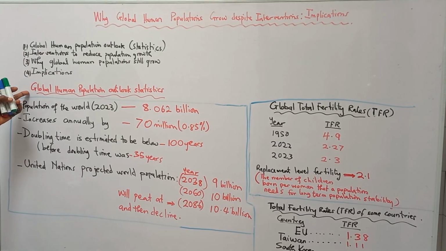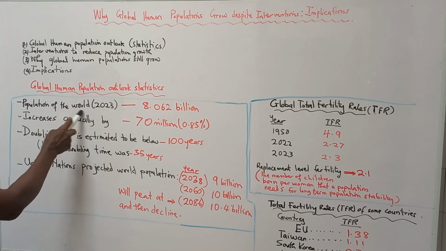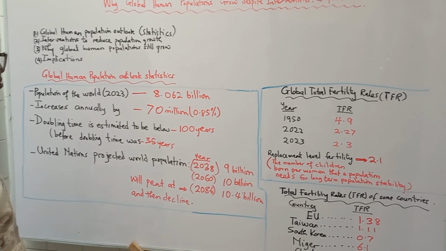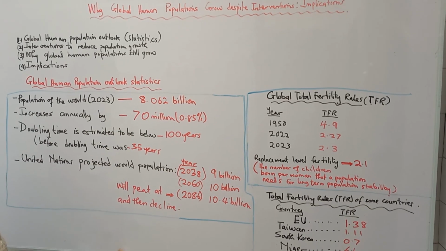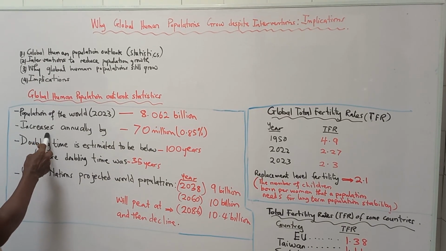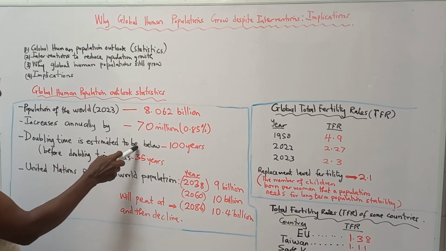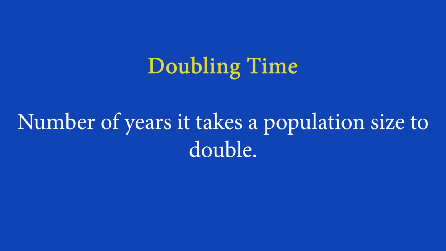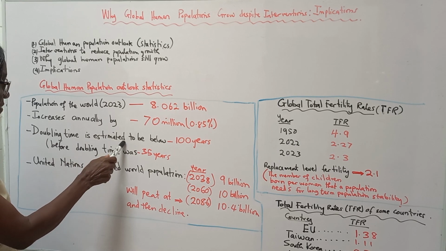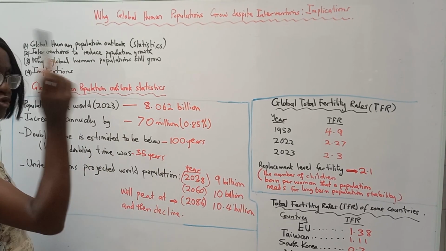Here we have some outlook of global human population statistics. Population of the world 2023 is 8.062 billion people in the world and increases annually by 70 million. The doubling time is estimated below 100 years. The doubling time is the number of years it takes a population size to double, and it's been estimated that it will take below 100 years for this population to double.